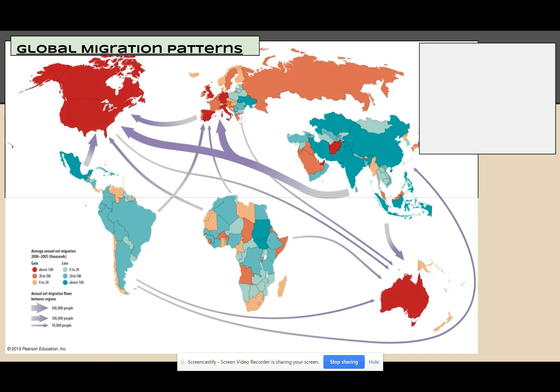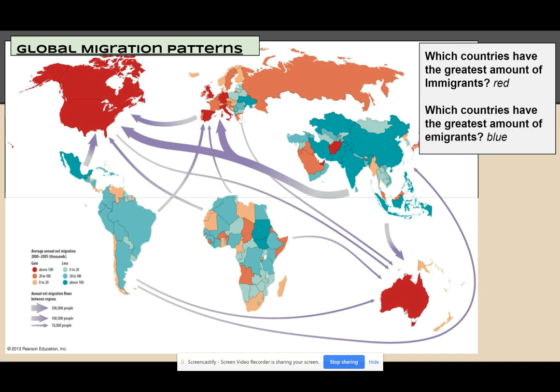Check out the global migration patterns. As you look at this map, note that the countries with the greatest number of immigrants, people coming into the country, are red. So check out the red ones. The countries that have the greatest number of emigrants, people that are being pushed out, are blue. Check out the blue ones. The number one destination is the United States. Well, okay, we should be more specific here. The number one destination is the United States and Canada. Both of these are highlighted in red, so let's make sure we identify both of those.